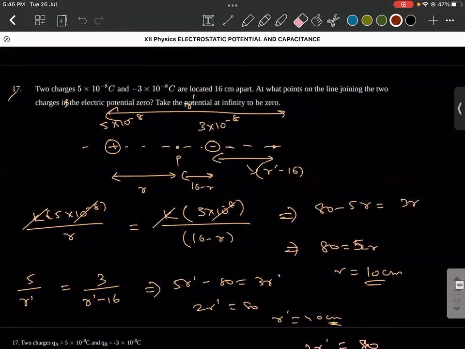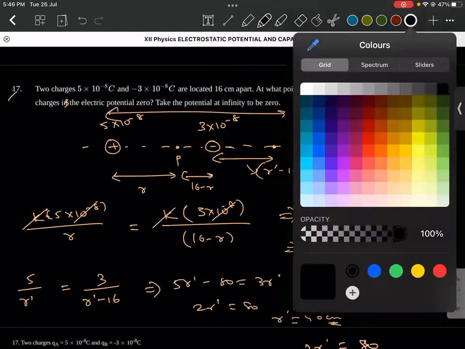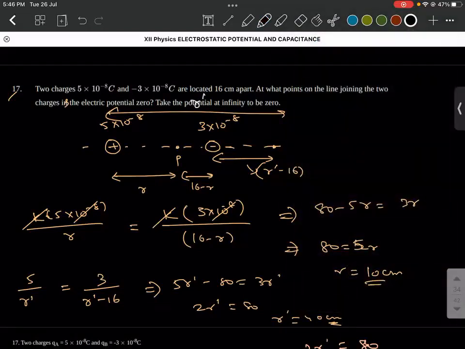This is R dash. So this distance is R dash. So that's what I told. There will be 2 points where the potential is 0. Those are called null points. So at that point, what will happen? The point will be closer to the smaller charge, the charge with lesser magnitude. So one point will be in between and one point will be on the same side.